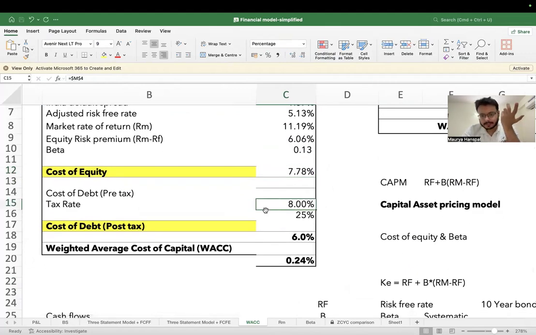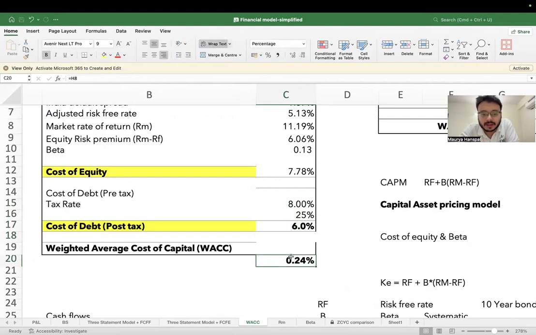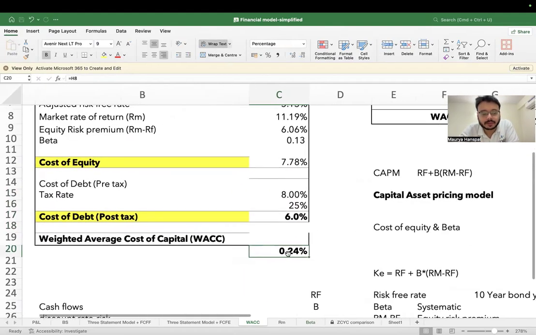Cost of debt, I've assumed that to be 8%. Tax rate, you need to adjust the cost of debt with the tax rate. So for example, if I take a loan from HDFC and HDFC gives me a loan at a 10% interest rate, that 10% adjusted with my tax rate, 1 minus tax, becomes my cost of debt. So 8%, and 25% is the tax rate. So cost of debt, I can simply calculate as 8 into 1 minus 25%. So that becomes my cost of debt.